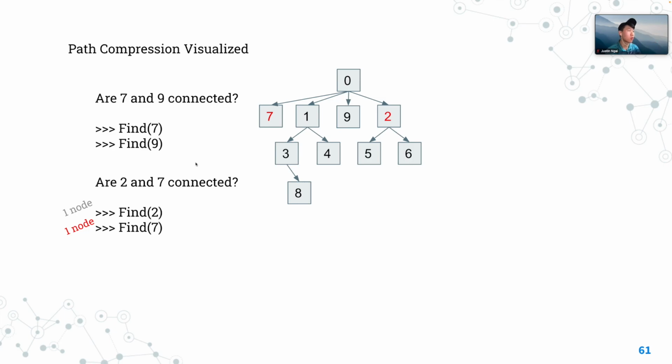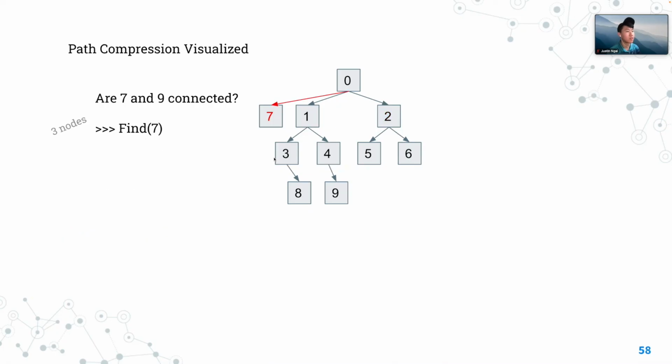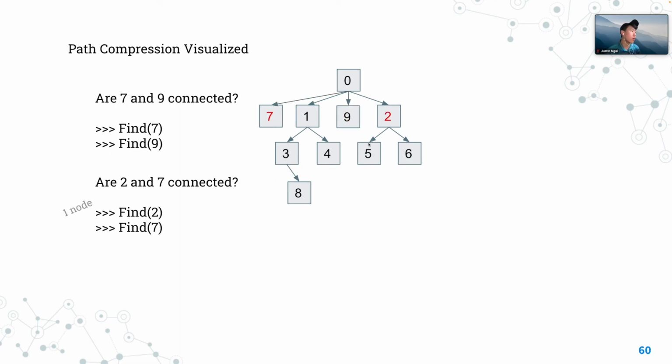You can have it be a little more extreme, because in this example, when I called find on 7, I only moved 7 up, but I could also have moved 3 and 1 up. So there are different ways of implementing it. But in terms of asymptotic time complexity, it doesn't really change anything, because at the end of the day, in the worst case scenario, you still have to traverse the entire tree on your first call.